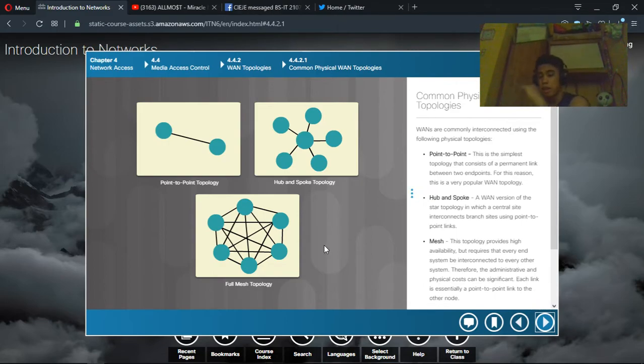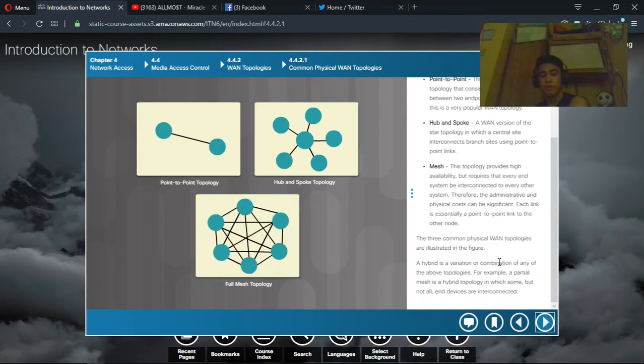And the next is a mesh. Mesh provides high availability but requires that every end system be interconnected to every other system. So it means that every device is connected to each other with a point-to-point link.